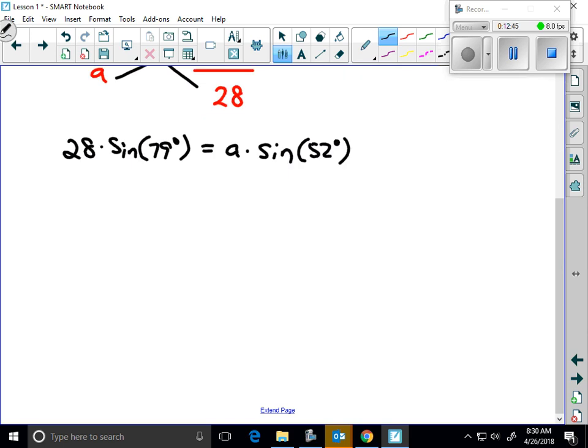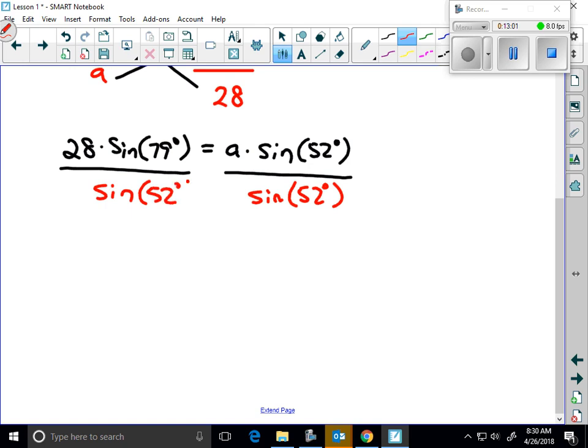How do I get a alone? I divide by sine of 52. Good. No, I want to get a alone. I don't want to get 28 alone. So I divide by sine of 52. So sine of 52 cancels the sine of 52, and a is going to equal something. Why don't you take a minute, see if you can accurately calculate this.